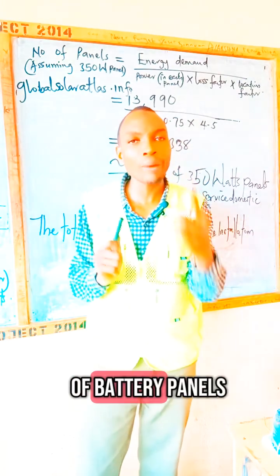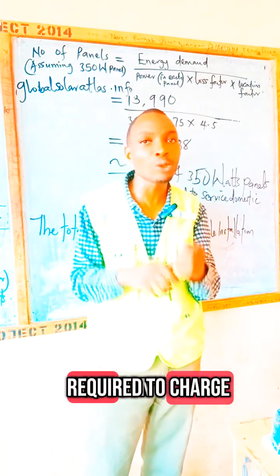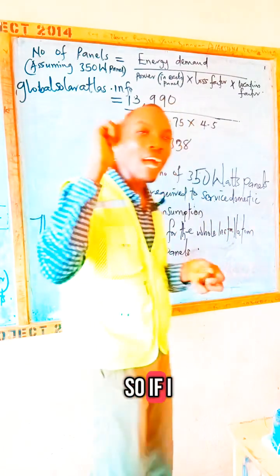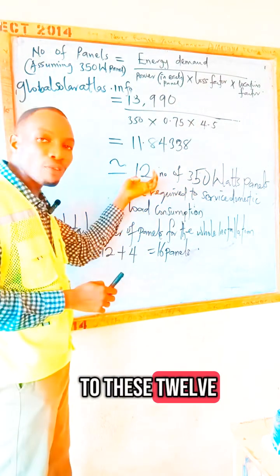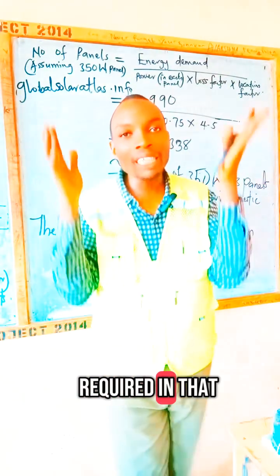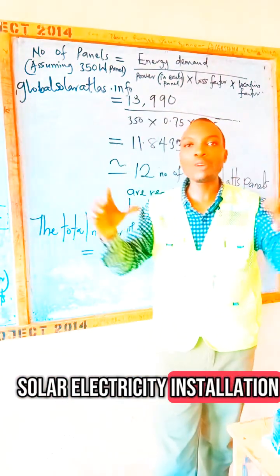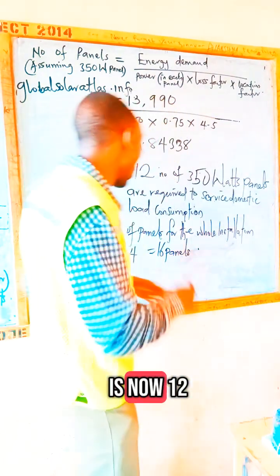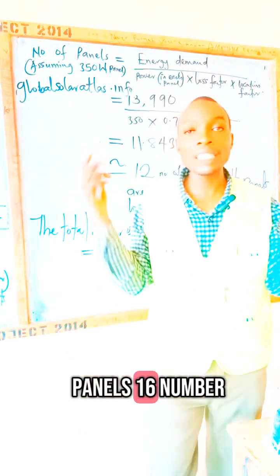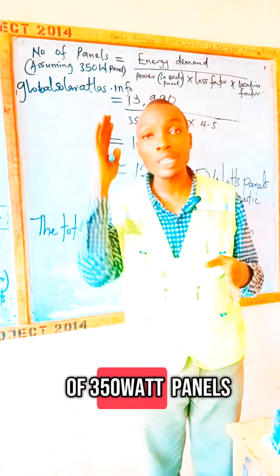Minimum number of panels required to charge your battery, don't forget, we've calculated it earlier as 4. So if I add that 4 to these 12, the total number of panels required in that solar electricity installation for that building is now 12 plus 4, which is 16 panels. 16 panels of 350 watts.